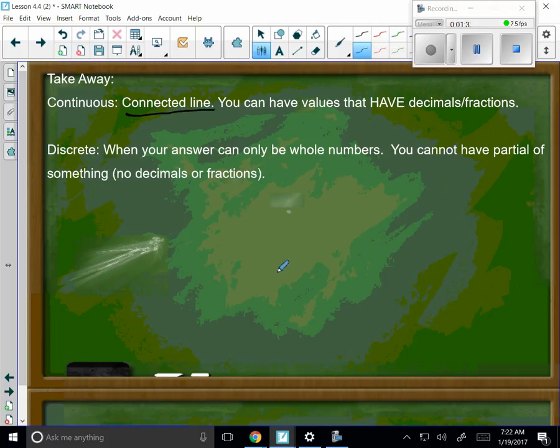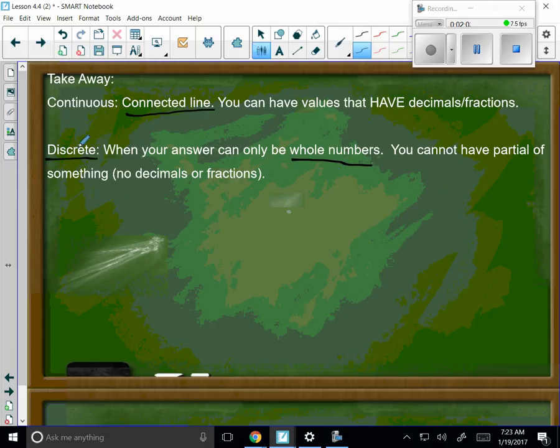So there have been times in the past where we do connect a line and don't connect a line. Now we can put a name to them. Continuous, you can have a connected line, which means you can have values that have decimals and fractions. And then discrete, it can only be a whole number. So you can't have partial of something. When your answer, your y value, your f of x, is discrete, it's not going to be a fraction or decimal.